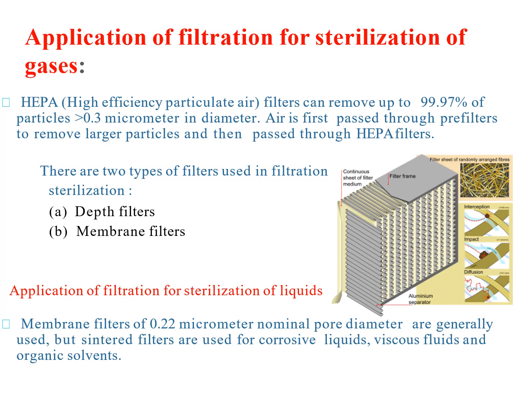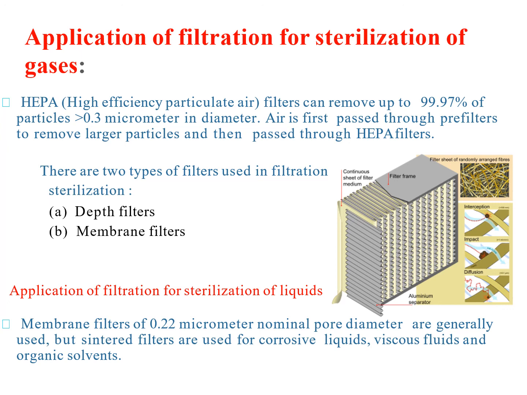Now we not only filter liquids, we can also filter gases. In tissue culture, we have laminar airflows which are fitted with HEPA filters. What is HEPA? HEPA stands for high efficiency particulate air filters. The general function of these filters is that they can remove up to 99.97% of particles which are greater than 0.3 micrometer in diameter. Air is first passed through pre-filters to remove the larger particles, and then it is passed through the HEPA filters. They are generally fixed in front of the operator, just below the UV light.